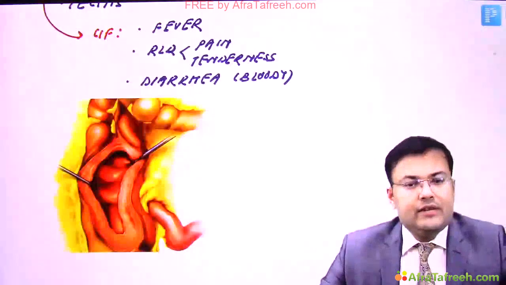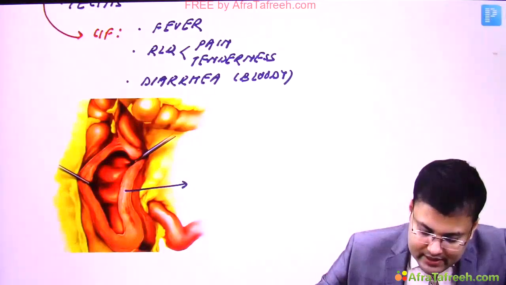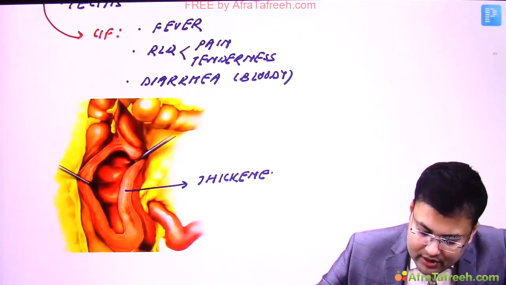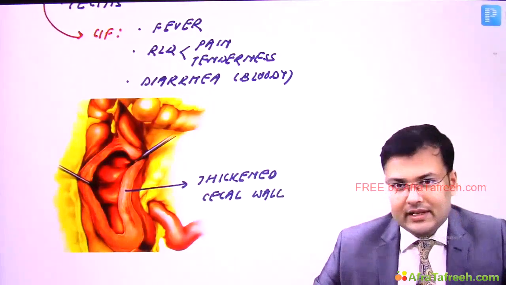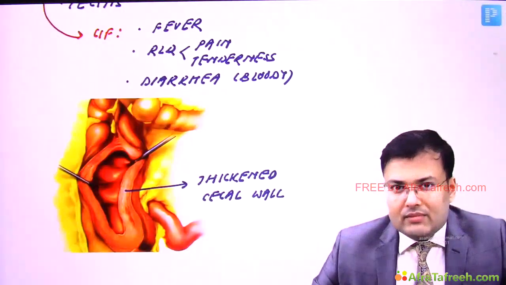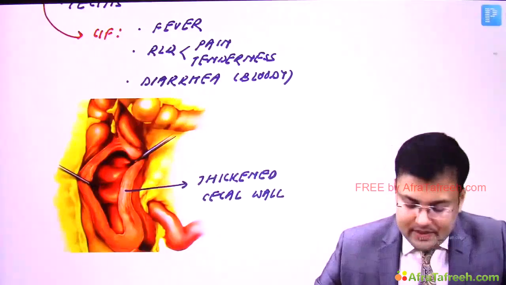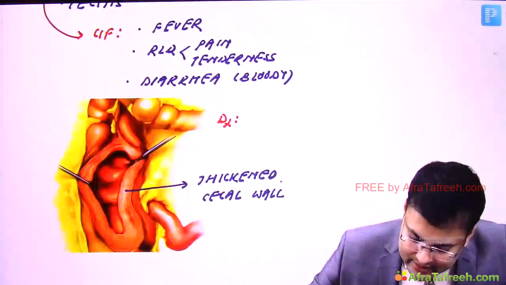Clear? Now see the effect of this inflammation. If you see the wall of cecum, this wall is thickened. So what? There is thickened cecal wall. And how we can visualize? Yes, it can be visualized by radiological investigations. So how you can make the diagnosis? You can make the diagnosis by ultrasound or by CT. So how we are going to make the diagnosis? There is thickened cecal wall. It can be visualized by ultrasound or CT.